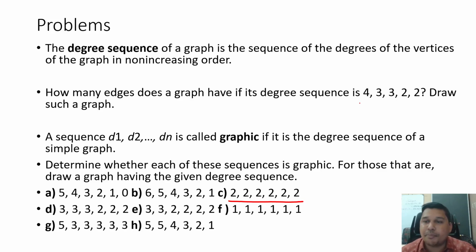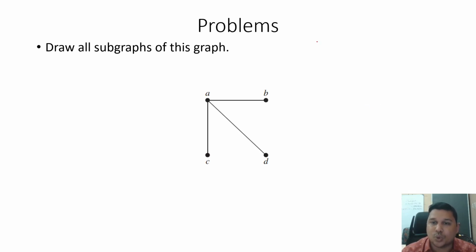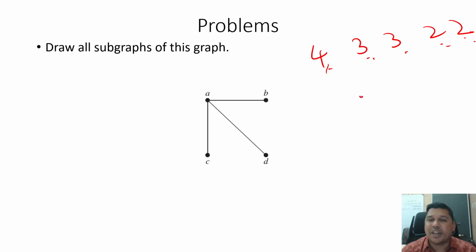Okay, see this example. Can I draw a graph 4, 3, 3, 2, 2? A degree sequence is given. Find out whether we can draw a graph with this sequence or not. So 4, 3, 3, 2, 2. It is clear that there are 5 vertices. If you count the number of degrees given, it means there are 5 vertices. So 1, 2, 3, 4 and 5.